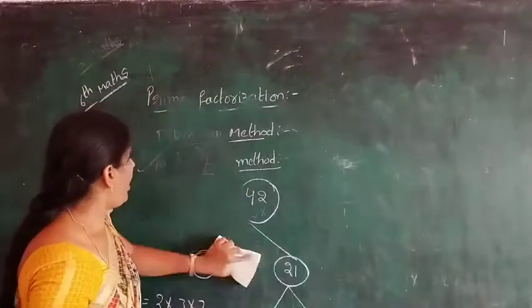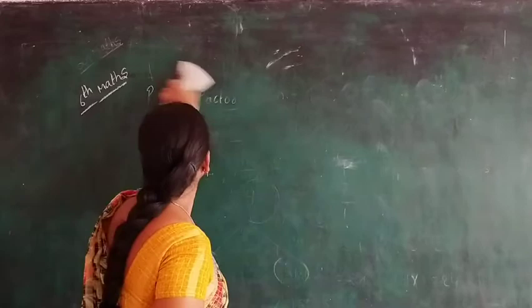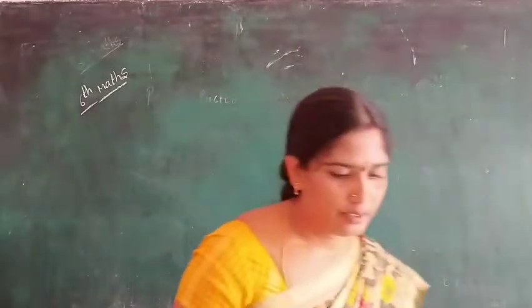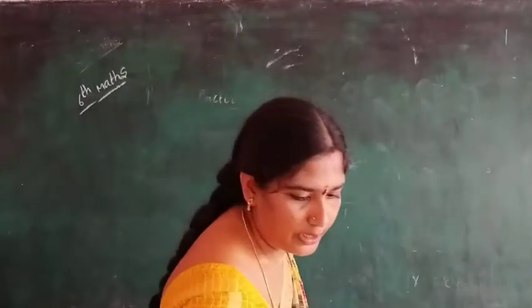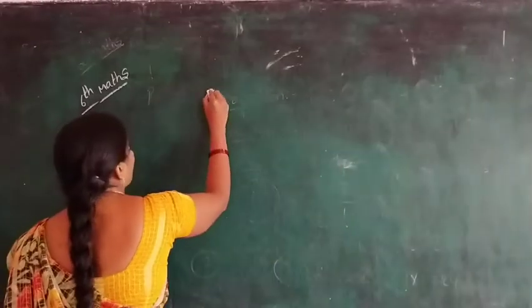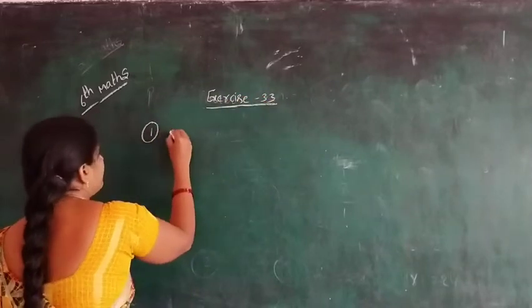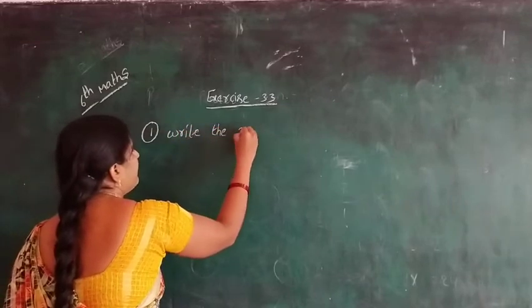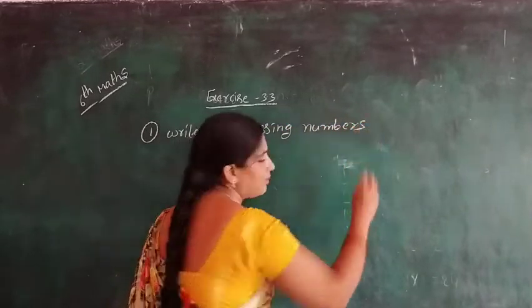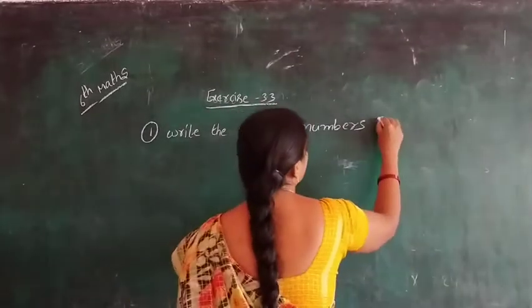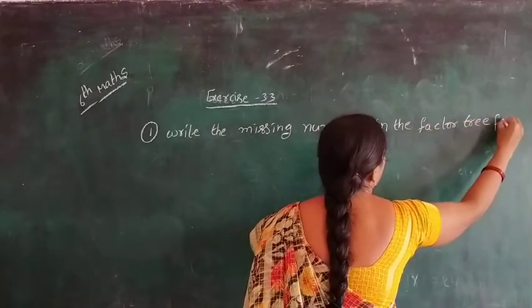Okay. Next, exercise 3.3, using prime factorization methods. Let us start 3.3. First problem: write the missing numbers in the factor tree for 90.